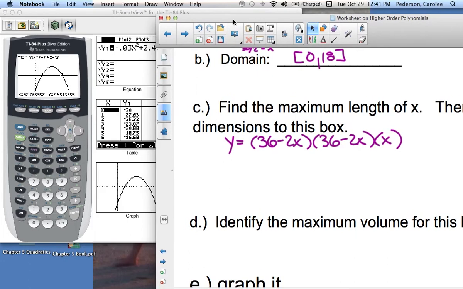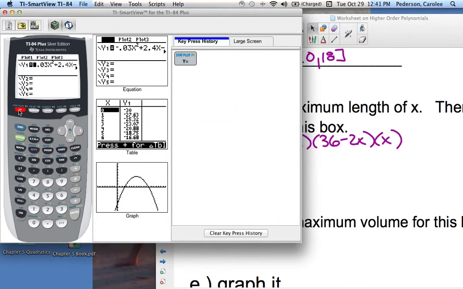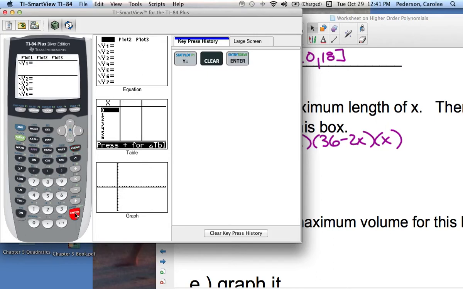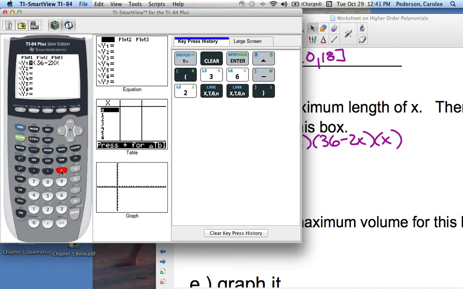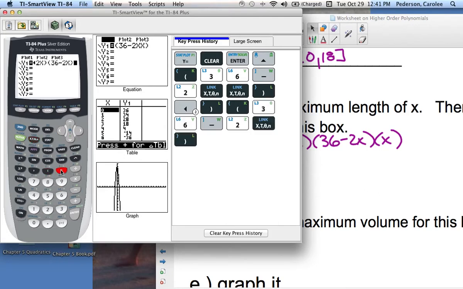All right. Go ahead and turn your calculator on if you have one. We want to clear the Y equals, so go to Y equals and clear it out. And we're going to enter in this equation: 36 minus 2x, an extra x there, and then 36 minus 2x, and then x. Start to graph it here a little bit.